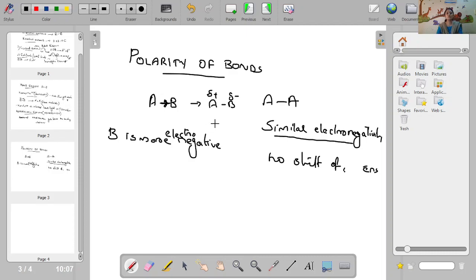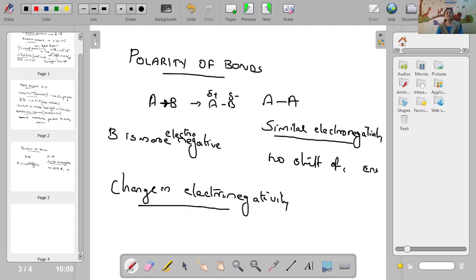And this is what is called polarity of bonds. A bond is said to be polar when a charge is developed. Okay, is it? When a charge is developed, it is said to be polar. So what is the reason for polarity? Polarity of a bond is due to a difference in electronegativity. So if two atoms with different electronegativity are attached, definitely there will be polarity.